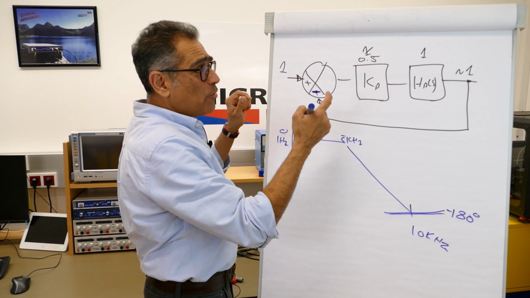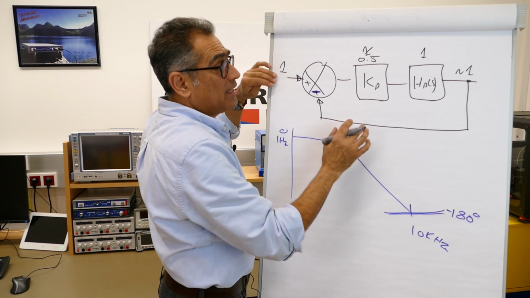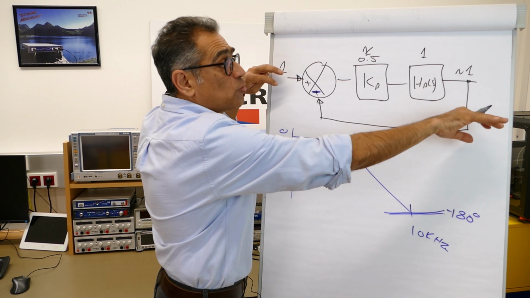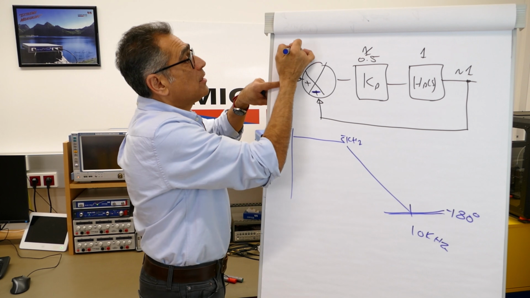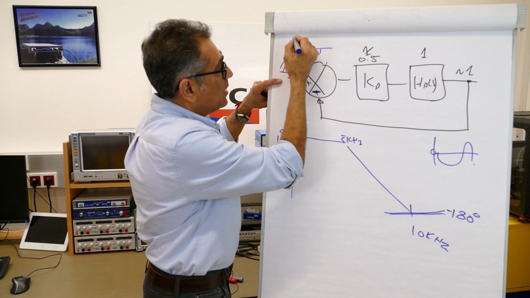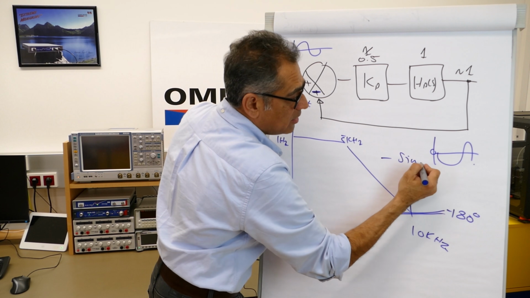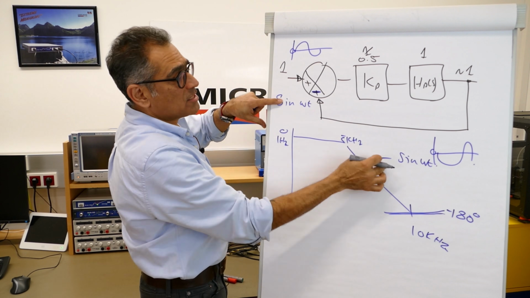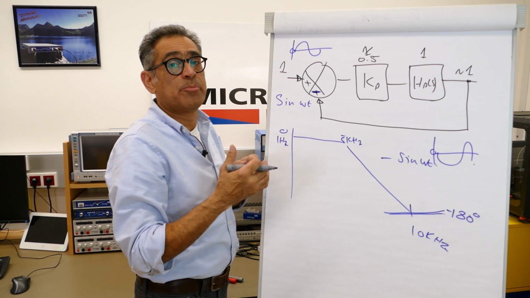Okay, now you can see that if I inject a sine wave of 10 kilohertz, by the time it comes out, it will be inverted. Even though it's a negative feedback system, I'm putting in a sine wave this way, and it's coming out that way. This is sine omega t, this one is minus sine omega t, minus minus gives me plus. Effectively at 10 kilohertz I suddenly have positive feedback.